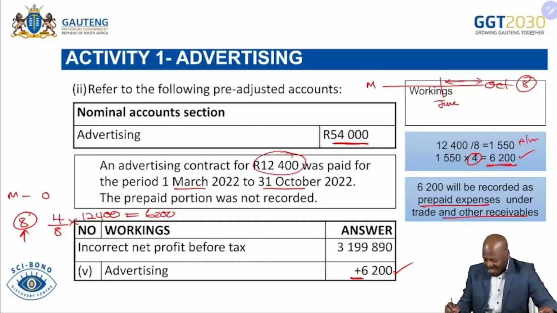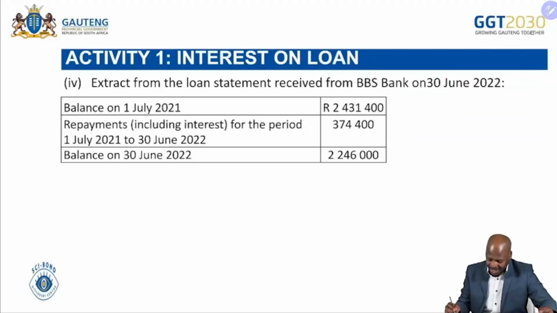Okay, now let's quickly go on to the next aspect. Extract from the loan statement that is received from BBS Bank on the 30th of June. And then we have the information given. So remember, we are preparing the correct net profit. So we need interest. But at the back of your mind, you must know that you're preparing a statement of financial position.